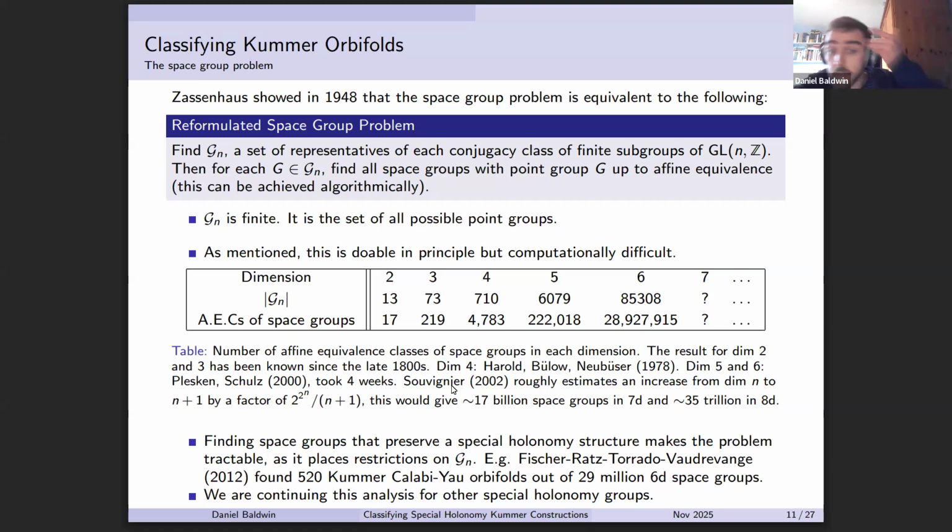So it's been estimated by this work from 2002, roughly, that in 7D there'll be around 17 billion space groups, and in 8D around 35 trillion, and then it continues to grow with this factor 2 to the 2 to the n. So it gets difficult very quickly.